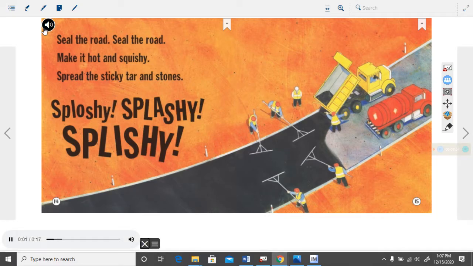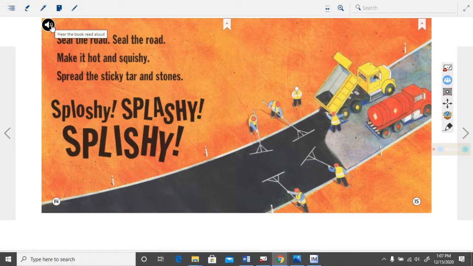Seal the road. Make it hot and squishy. Spread the sticky tar and stones. Sploshy, splashy, splishy. So we have also been learning about words that have the middle sound of R in those.